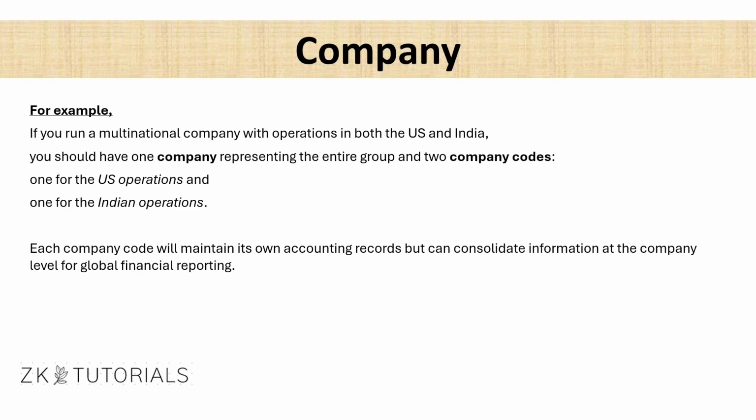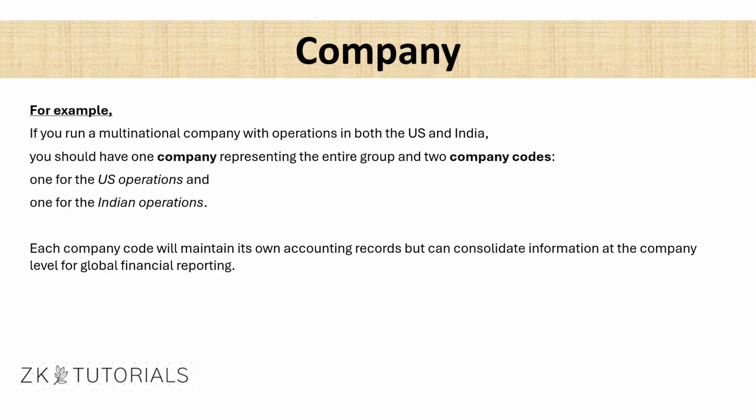For example, if you run a multinational company with operations in both the US and India, you should have one company representing the entire group and two company codes. What are the company codes? One company code for the US operations and one company code for the Indian operations. Each company code will maintain its own accounting records, but can consolidate information at the company level for global financial reporting. In simple words, the company is a parent company and company codes are sister companies.